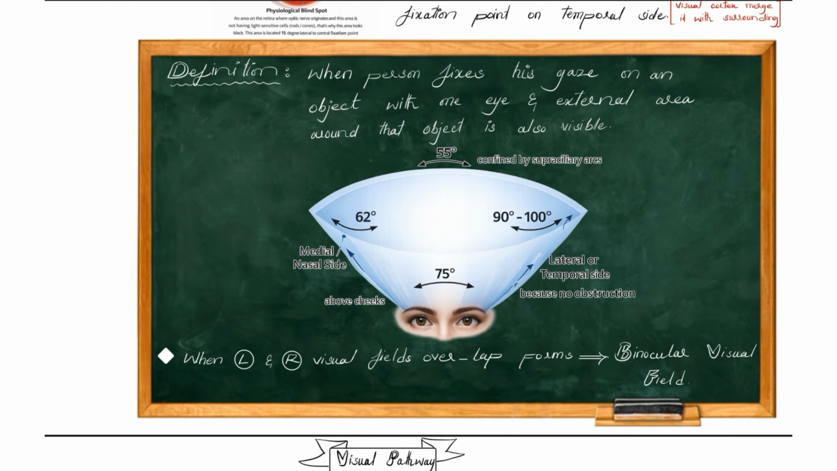The inferior boundary is 75 degrees, which is above the cheeks. The medial boundary, which is also called the nasal side, is 62 degrees, and the superior boundary of the visual field is 55 degrees. The reason that it is small is because it is confined by the supraciliary arch. When the left and right visual fields overlap, they form the binocular visual field.